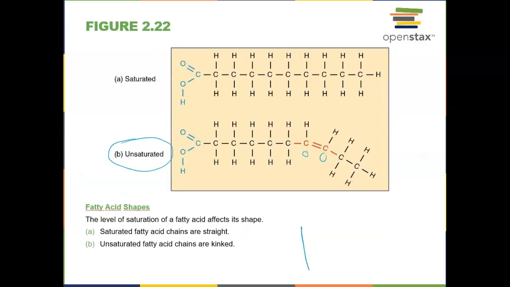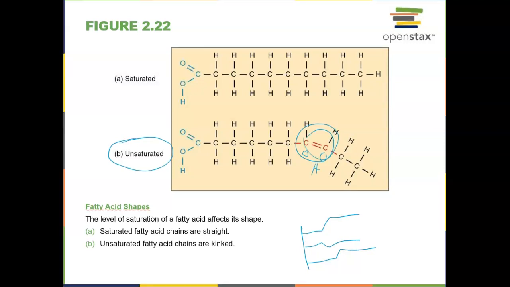If you have lots of unsaturated fatty acids, then the tails are kind of crooked and the fats can't pack as closely together. This is why plant fats or oils tend to be liquids at room temperature, like olive oil, corn oil, canola oil. And that makes them just a little bit healthier.